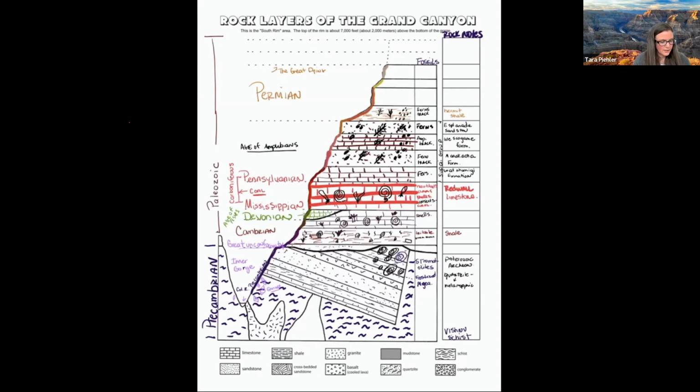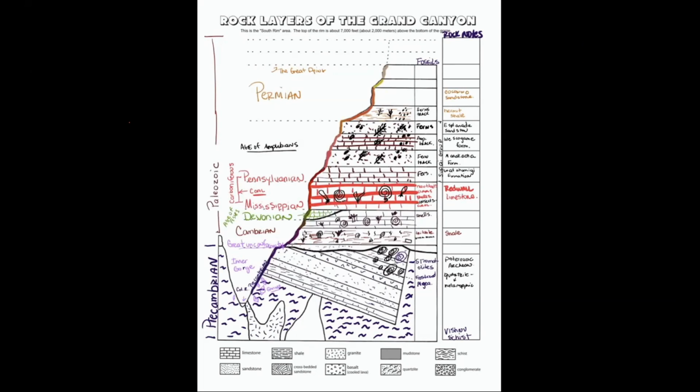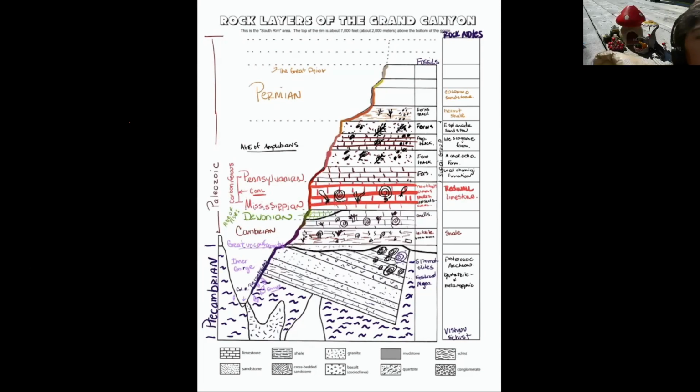Our next layer here is going to be made of something called Coconino sandstone. Sounds like Spanish. It kind of does, doesn't it? Coconino. Nino is like boy, and then Coco's like chocolate. Chocolate boy. So no relation to that.